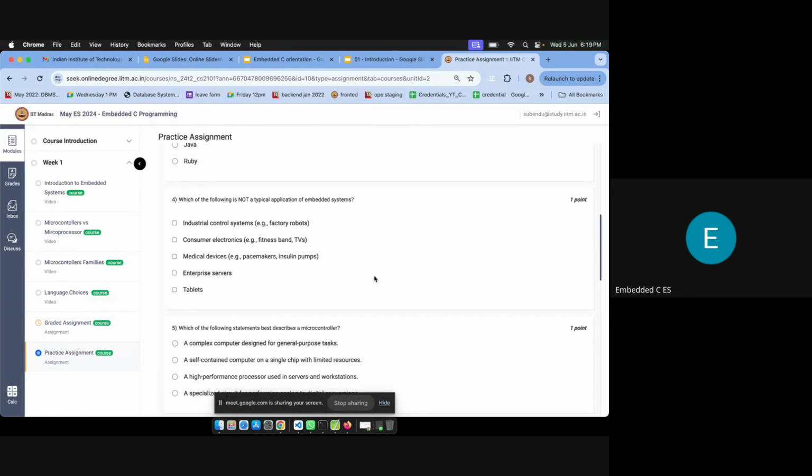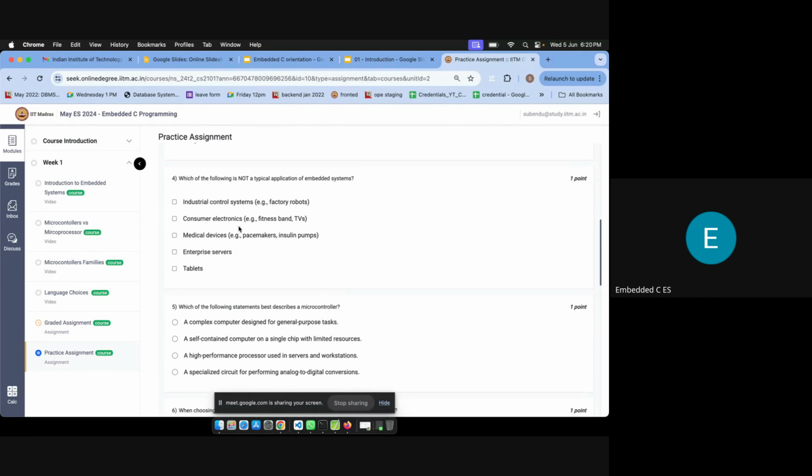The fourth question is: which of the following is not a typical application of an embedded system? You have to find which of the following is not a typical application of an embedded system. The first one is industrial control system. Yes, sir, this is an embedded system. This is also an embedded system. Then consumer electronics, like a fitness band or TV, this is also an embedded system. This is a medical device, so this is also an embedded system, right?